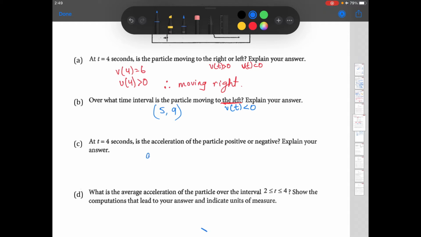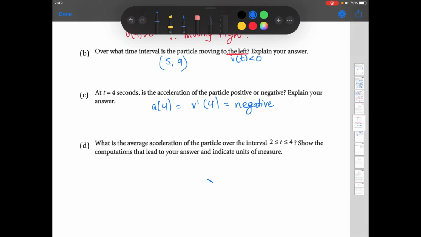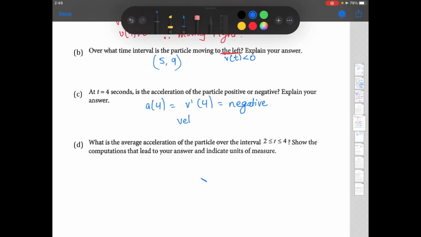So let's write that down. A of 4 is what? V prime of 4, which is what? Negative. Again, please do not use the word slope. You cannot use the word slope. But we do use slope to determine from the velocity graph what's my acceleration. And explain your answer. Velocity is what? Decreasing.